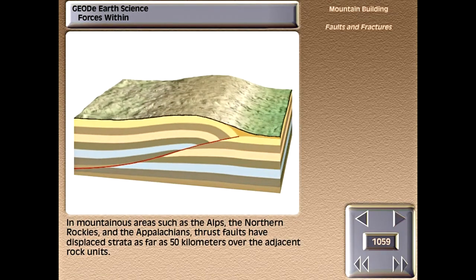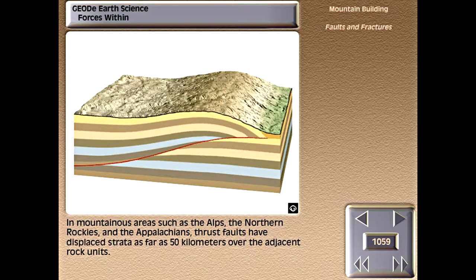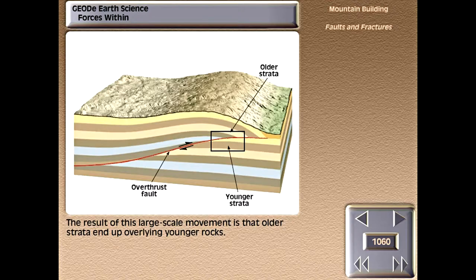In mountainous areas such as the Alps, the Northern Rockies, and the Appalachians, thrust faults have displaced strata as far as 50 kilometers over the adjacent rock units. The result of this large-scale movement is that older strata end up overlying younger rocks.